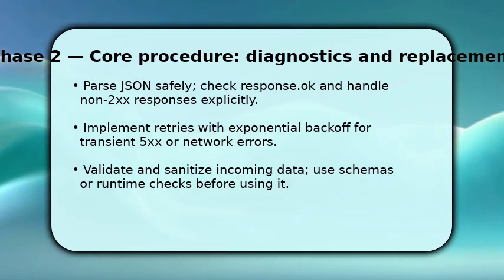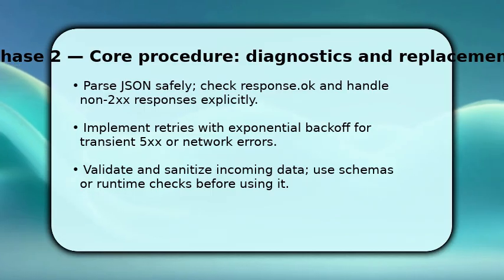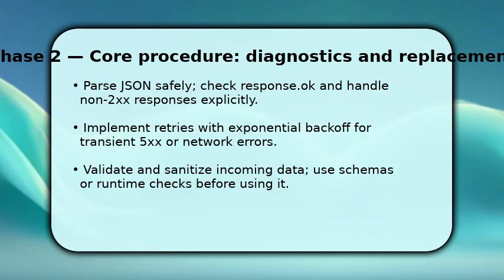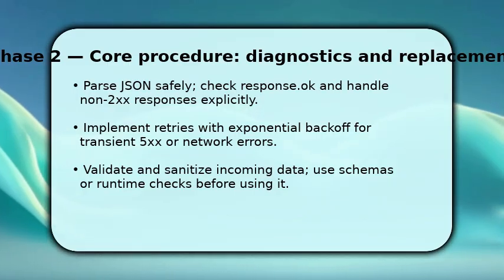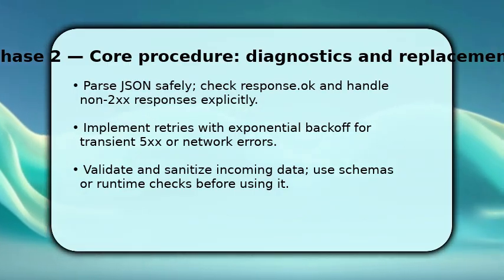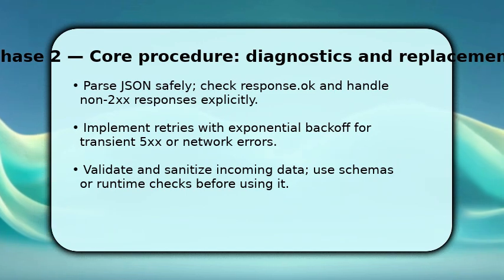For network instability, add retries with exponential backoff. Do a few attempts, increasing delay, then fail gracefully. Also, centralize error logging and map server errors to user-friendly messages. This reduces debugging time and keeps your app resilient under varying API behavior.